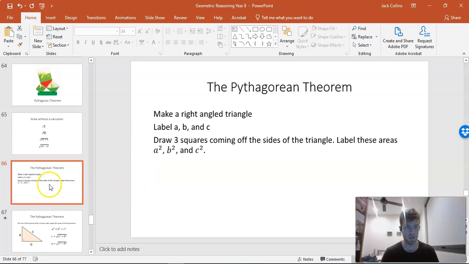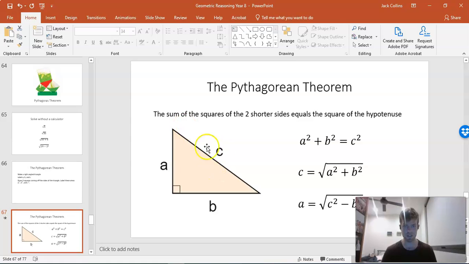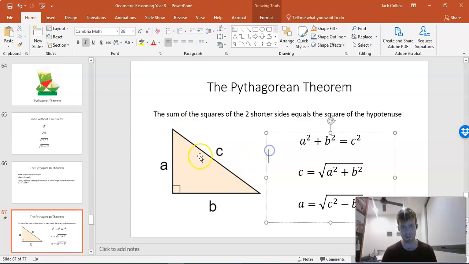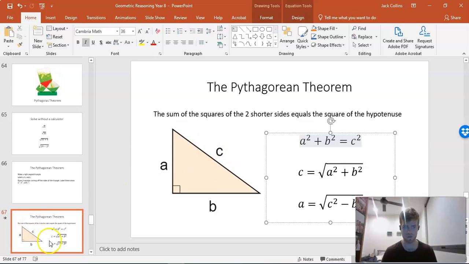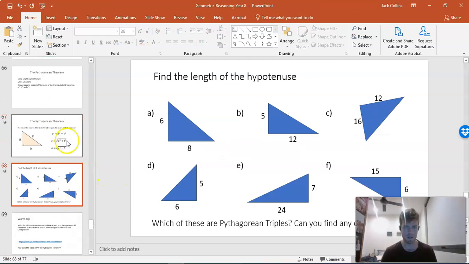Whenever you're trying to find an unknown side, you should always label the sides of your triangle a, b, and c. It doesn't matter which of the two shorter sides you label a or b, but it's really important that the hypotenuse is always your c. The longer side opposite the right angle is always c. You can see in this diagram that c is that longer side, because you add those two small sides squared to get the longer side squared. So a squared plus b squared equals c squared. Your job is to find the length of the hypotenuse for all of these.